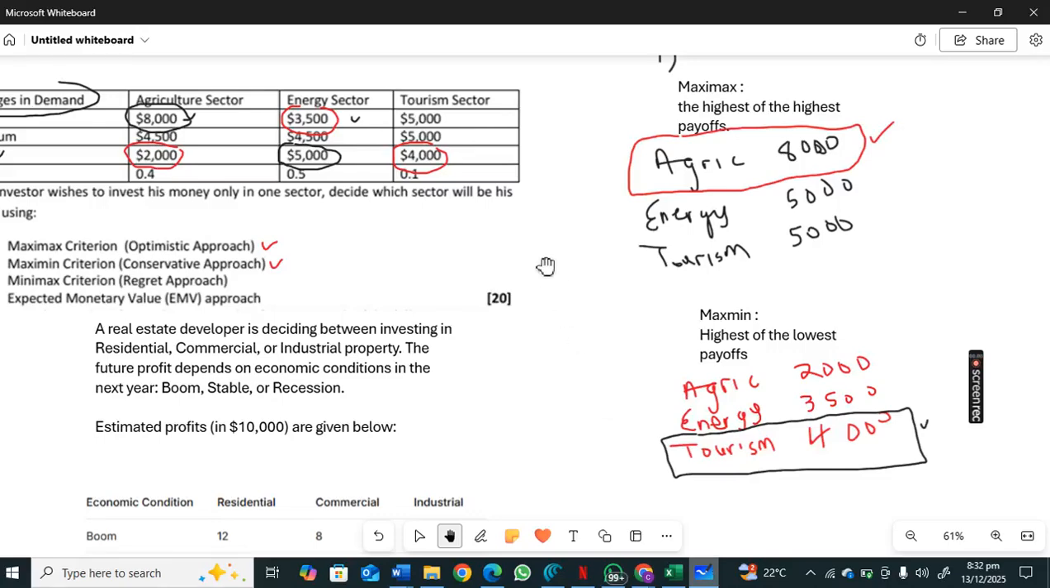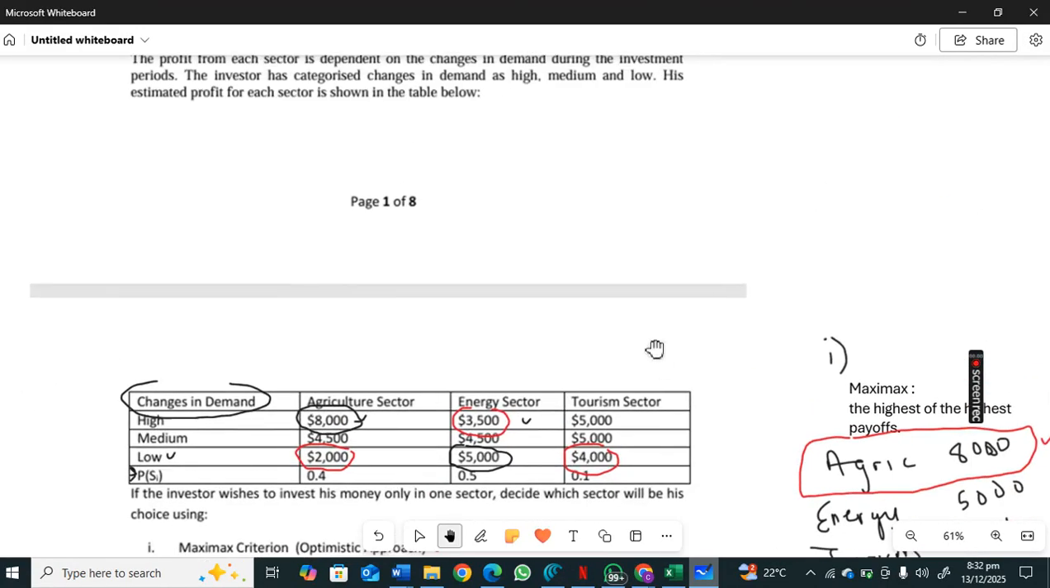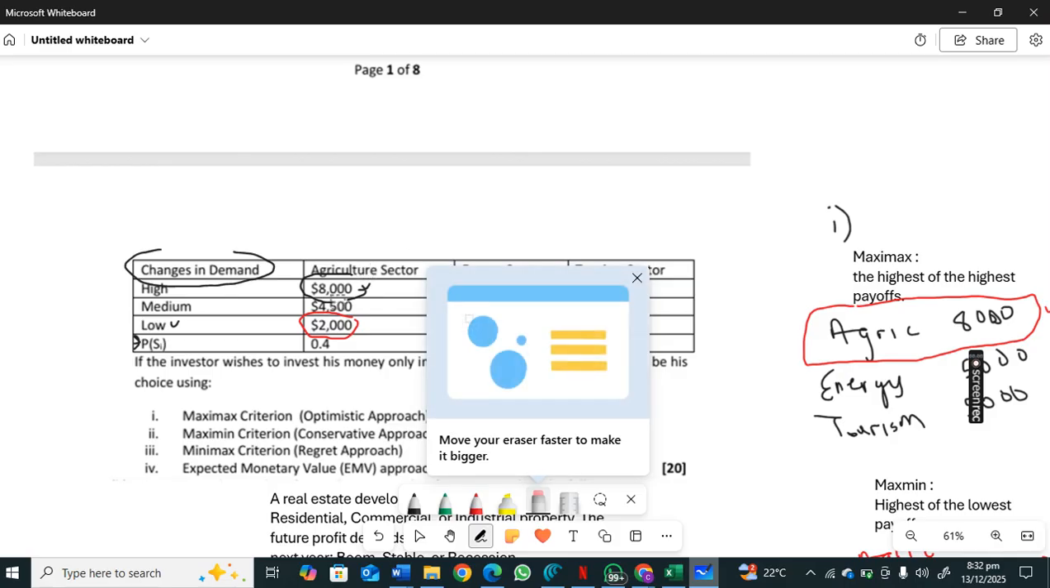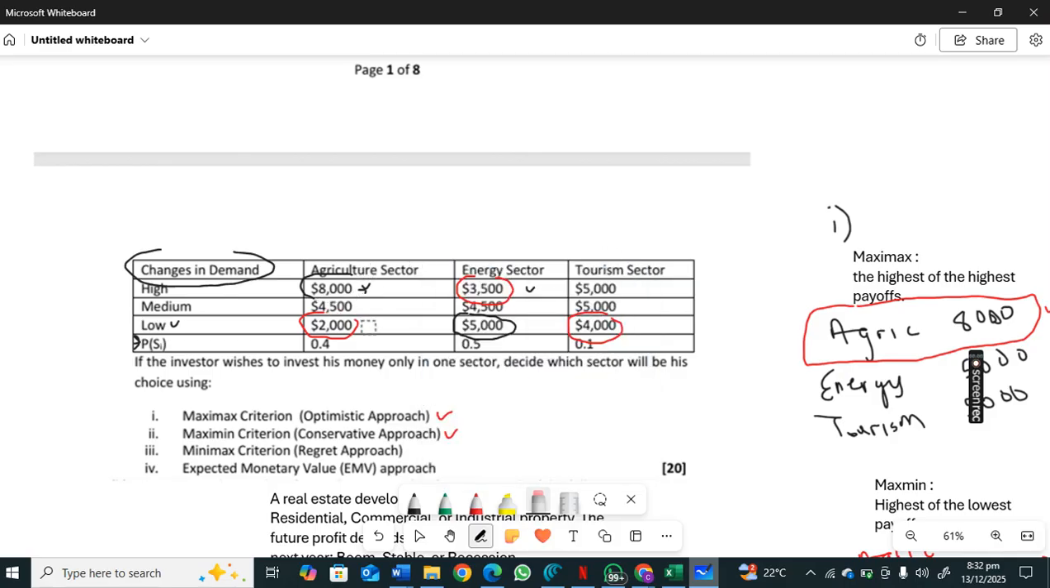We're looking at this question here for this Chinese investor who's looking to invest in 3 sectors: agric, tourism, and the energy sector. We've already done the first 2 approaches, Maximax and Maximin. Now we're going to look at the next approach, which is the Minimax criterion, which is also called the regret approach.